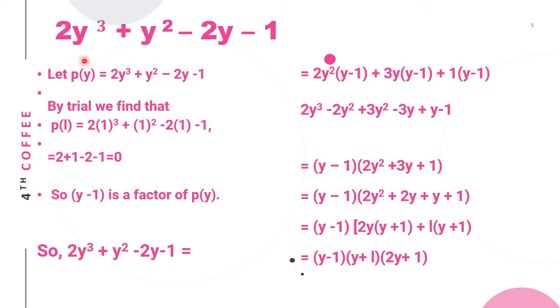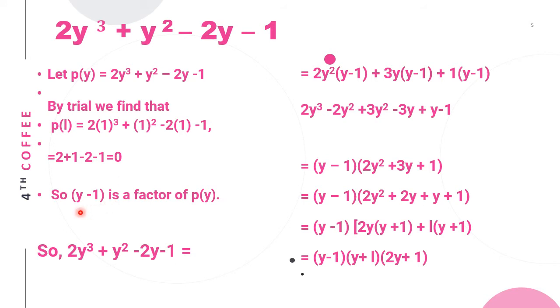Here we are given a cubic polynomial, but this time the variable is y. So let us assume p of y is equal to the given cubic polynomial. Now go to the last term, it is 1. So the factors of 1 are 1 and minus 1. So let us first try with 1. So P of 1 is equal to, replace y with 1 and you will get the answer 0.